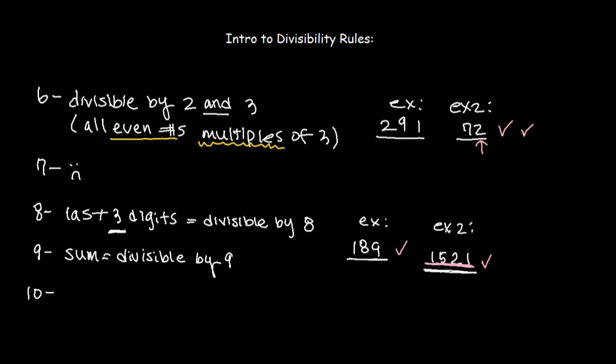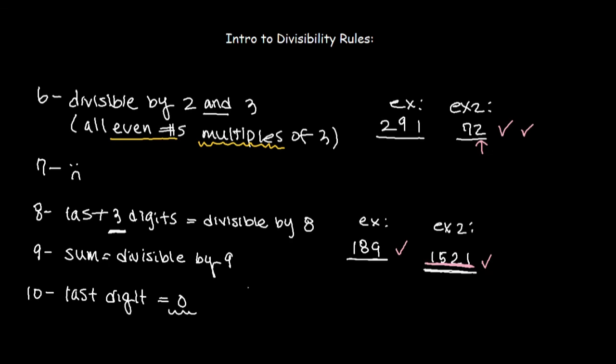10 is another widely known trick. You just have to see if the last digit is going to be 0, right? Sorry, not divisible by 0, because no number is divisible by 0. I meant the last digit has to be 0. So the last digit equals 0.